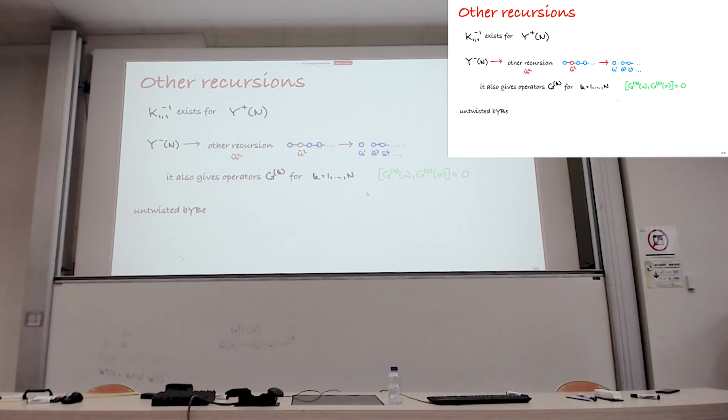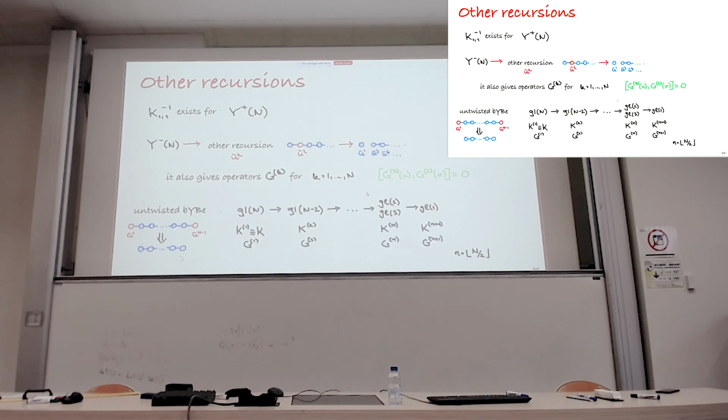So this was the twisted case. And we also have untwisted boundary states. For the untwisted situation, we have another type of recursion. We eliminate simultaneously the first and the last node. And we have this nesting. So starting with the GL_N chain, we reduce the problem to the GL_{N-2} chain. And at every level, we define new and new nested K matrices and G operators. And these G operators are commuting.